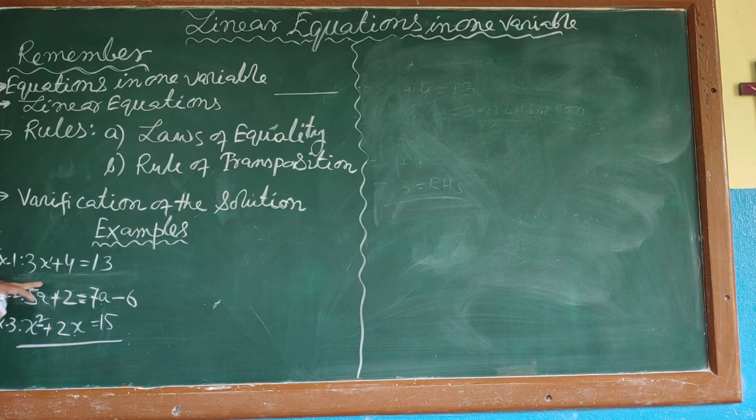Now see, I have taken three types of examples. This is a linear equation of one variable. This is of course a linear equation of one variable. Equal to is given and algebraic expressions are given on both sides. So you have to transpose, or you have to apply some laws of inequalities and laws of equalities, and you have to find out the value of A. Now this is not a linear equation because the power is 2.